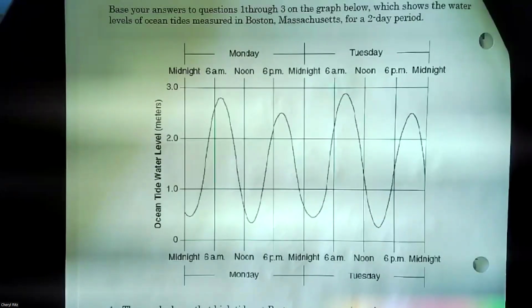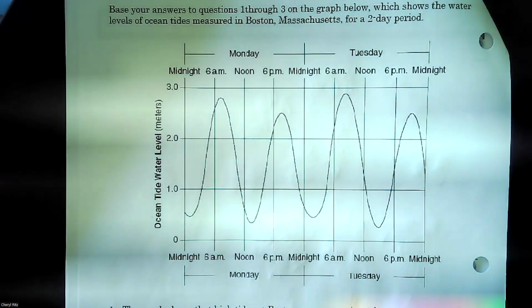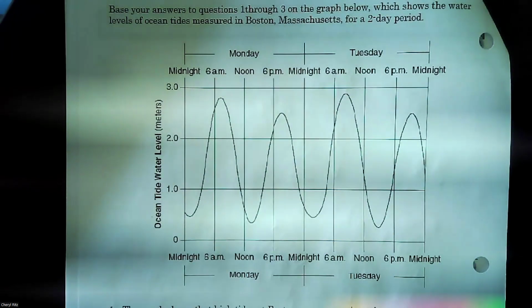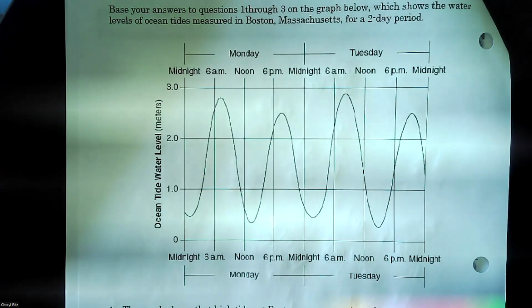Your homework last night started here on page 24. I don't want to go over every single question if you don't need it, so let's do the infamous show of fingers so I can see who got this right and if I need to go over any of it. So starting with question number 24, the graph shows that high tides in Boston occur approximately every.